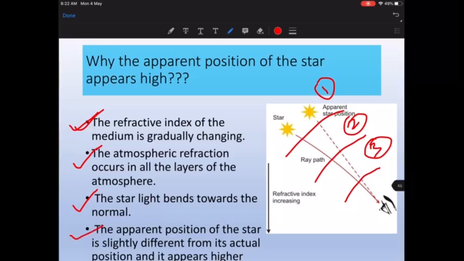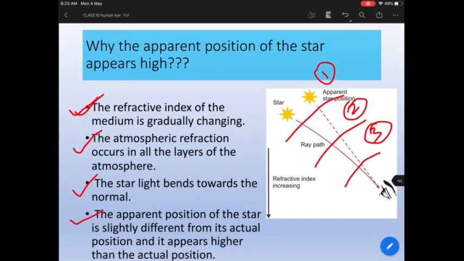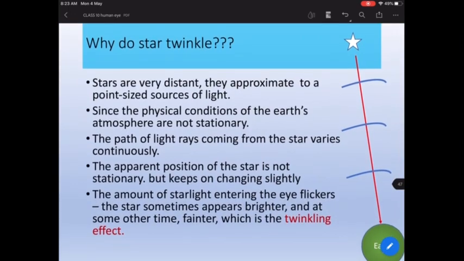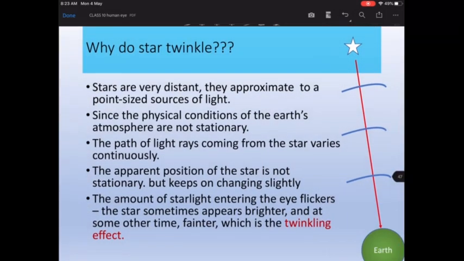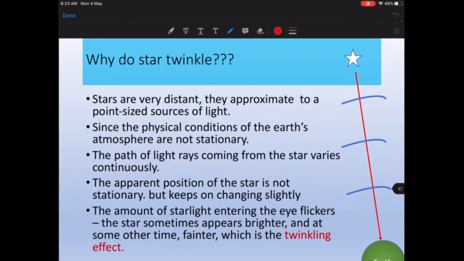Next, the apparent position of the star is slightly different from the actual position, and it appears higher. That's why the apparent position is different from the true position, because what we are seeing is only an apparent position. So these are the 4 points that you have to jot down in your notebooks, so that you can make good notes of these very important questions.